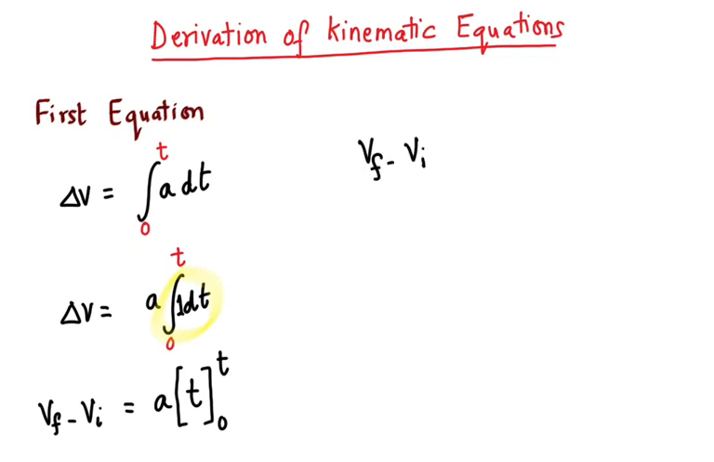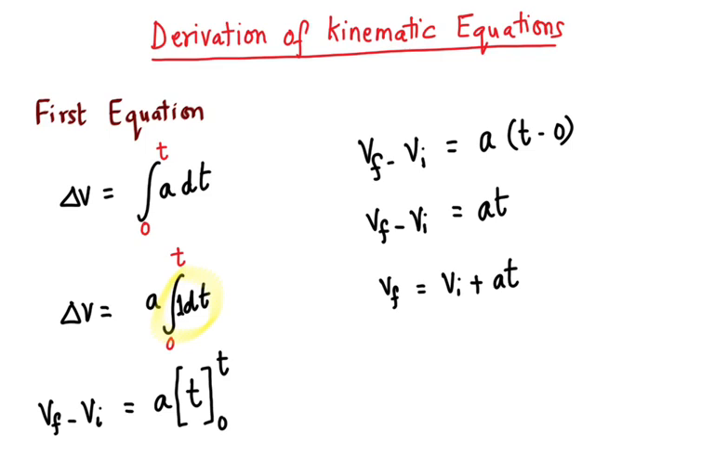The limits, when you substitute, we are going to get it as t minus 0, which we can write as at. This can be then arranged into our known form of first equation, which is vf equal to vi plus at. So that's the derivation of the first equation.